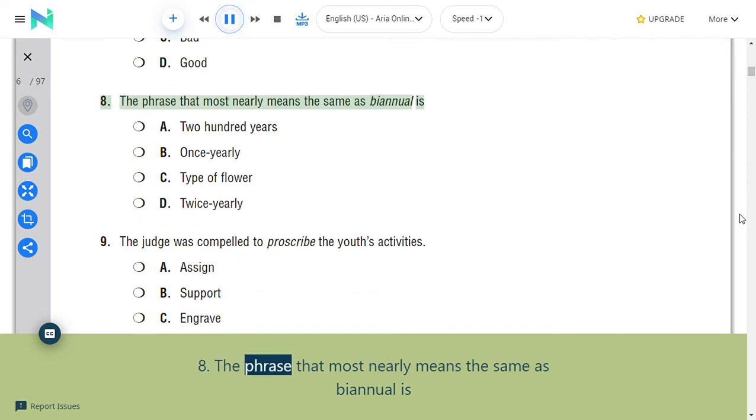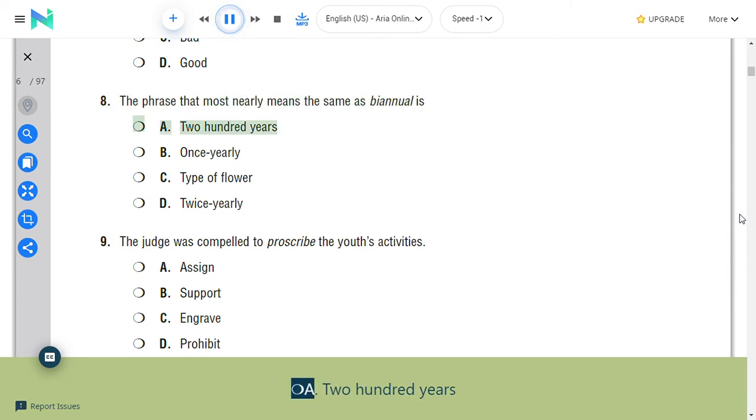8. The phrase that most nearly means the same as biannual is. A. 200 years. B. Once yearly. C. Type of flower. D. Twice yearly.